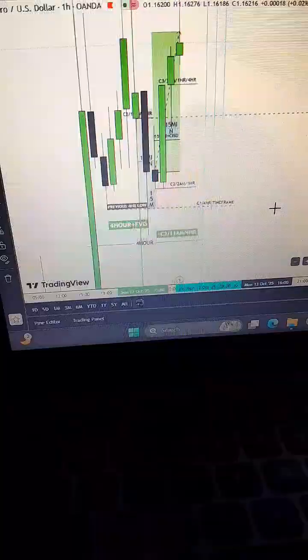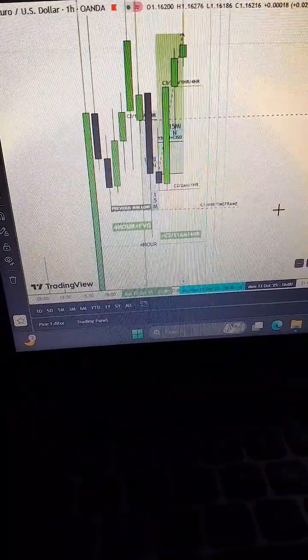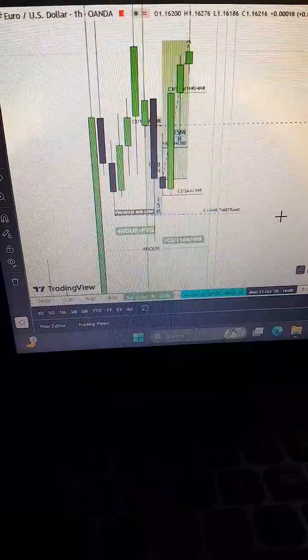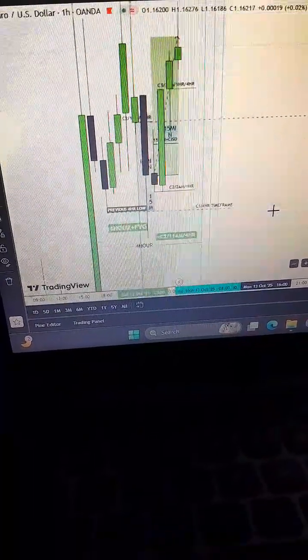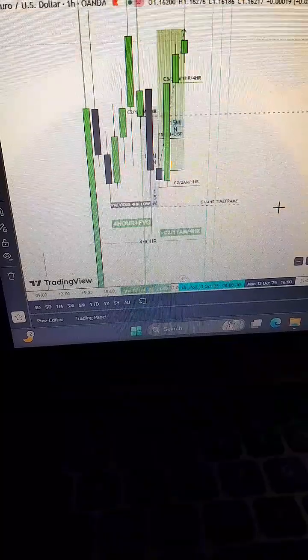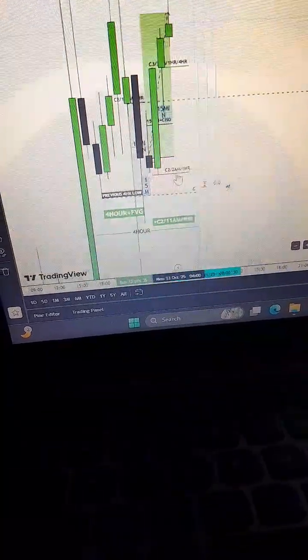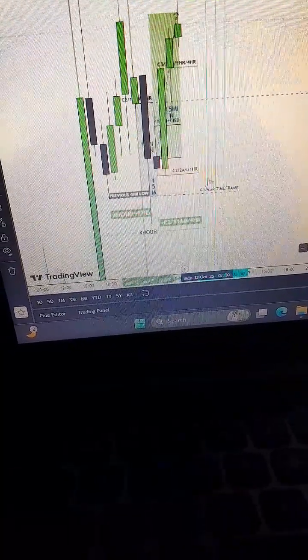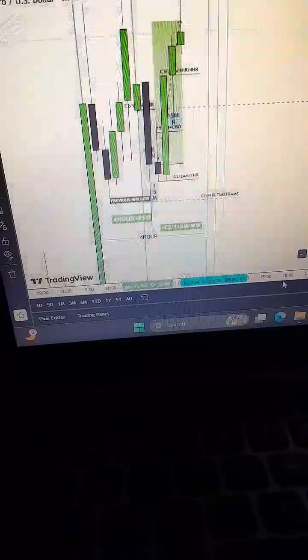We were delivering from internal liquidity, high time frame internal liquidity, which was a 4-hour bullish FVG, and we got a framework which was a 4-hour bullish CRT. And as you can see here, it is supported by a 1-hour bullish CRT as well.